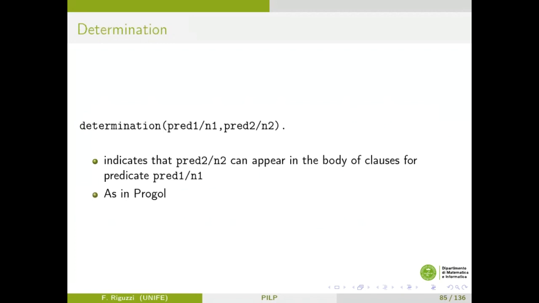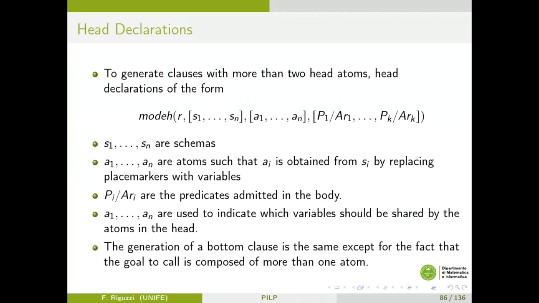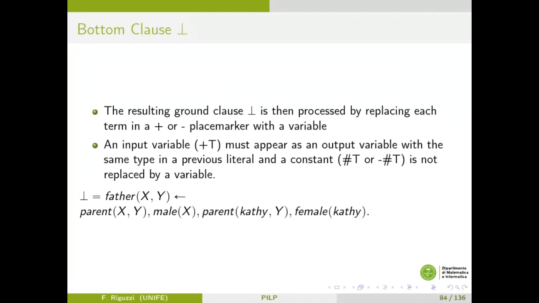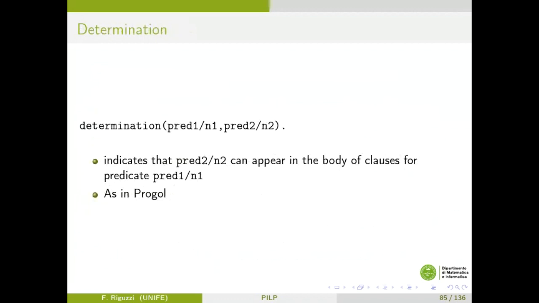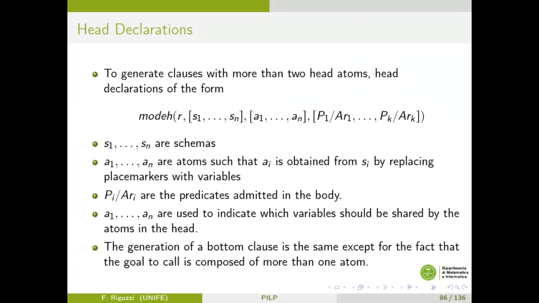Moreover, in case you have multiple head predicates, you also have to specify which predicate depends on which other predicate. So in this case, pred 2 can appear in the body of clauses for pred 1. You can also have mode declarations for clauses with more than one atom in the head. They have a specific form, because with this declaration you specify head atoms for clauses with a single head. If you want to learn disjunctive clauses, then you can use this other syntax where you again have schemas with the place marker for indicating the type and mode of arguments, and then you also have a conjunction of atoms to query for retrieving constants, and also the list of predicates that can appear in the body of clauses with such a head.